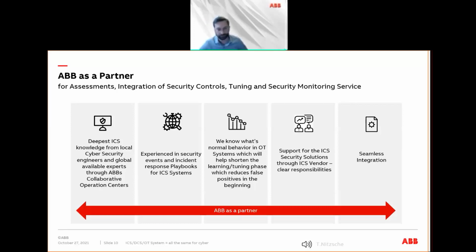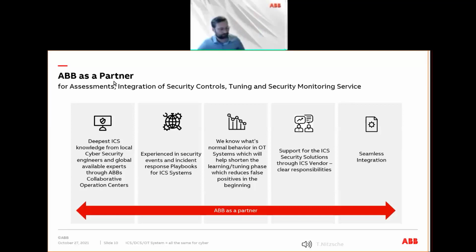Yeah. And as we probably have an audience with a big DCS or automation background, ICS, DCS or OT system, it's all the same for cyber. So from a cyber perspective, industrial control system, distributed control system or OT system is what is meant with the process control system we are usually talking about.